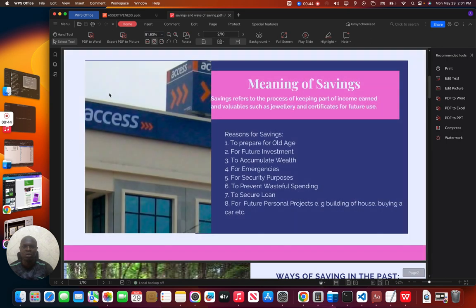Now we want to know the meaning of savings. Savings refer to the process of keeping part of income earned and valuables such as jewelry and certificate for future use. As a student, there is need for students to cultivate the culture of saving.